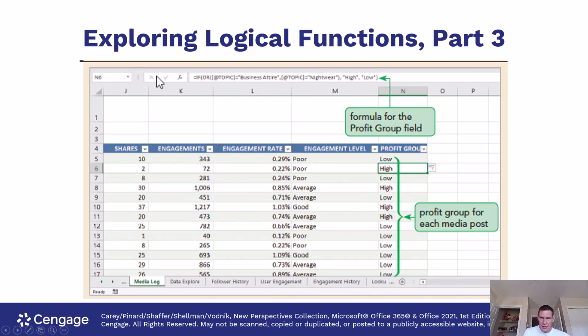As an example, see if you can see at the top here what I typed in. We have the formula up here for the profit group field in this example, and then the profit group for each media post.